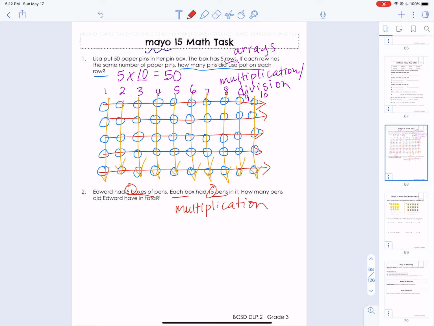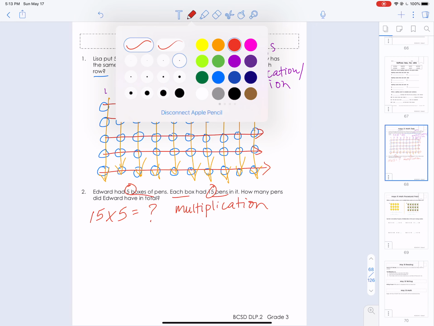So we can take any of our multiplication strategies, and we're basically figuring out the answer to 15 times 5, because 15 pins, 5 boxes of pins, 15 pins in each box. So we've got to figure out what that equals, and that will give us our answer. You can do equal groups, repeated addition, multiplication on the number line, or skip counting, whatever you feel like. I think I'll do repeated addition because it's been a while since I've modeled that strategy.